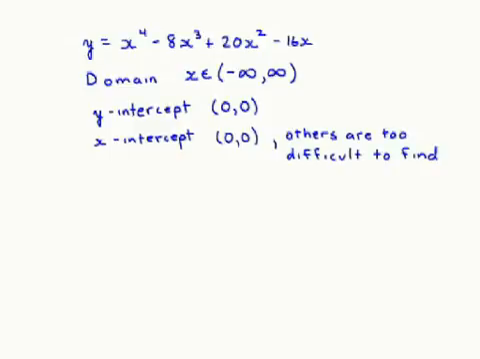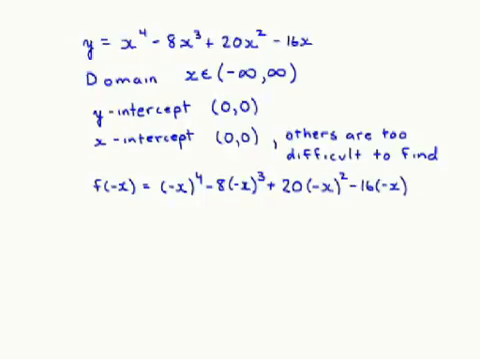The next thing we have to do is determine if the function is even, odd, or neither. If it is even, then the f of x should be equal to the f of negative x. So I started by finding the f of negative x. That means everywhere in the function there was an x, I replace it with a negative x and evaluate that expression. And I find that f of negative x is equal to x to the 4 plus 8x cubed plus 20x squared plus 16x. You can see that this is not equal to f of x, because f of x was x to the 4th minus 8x cubed plus 20x squared minus 16x.